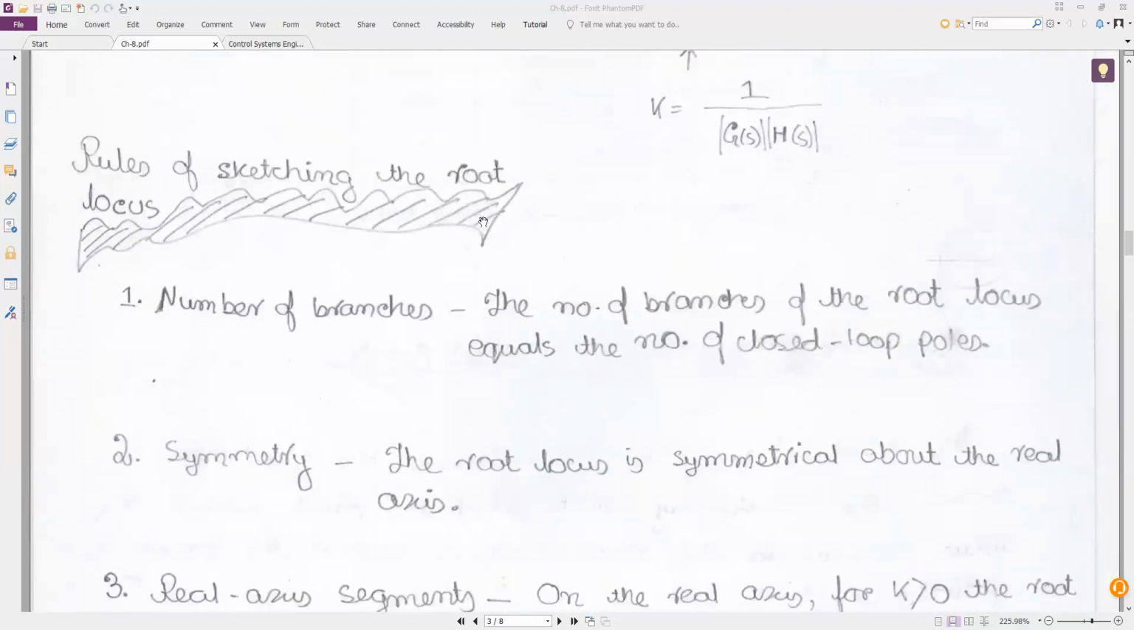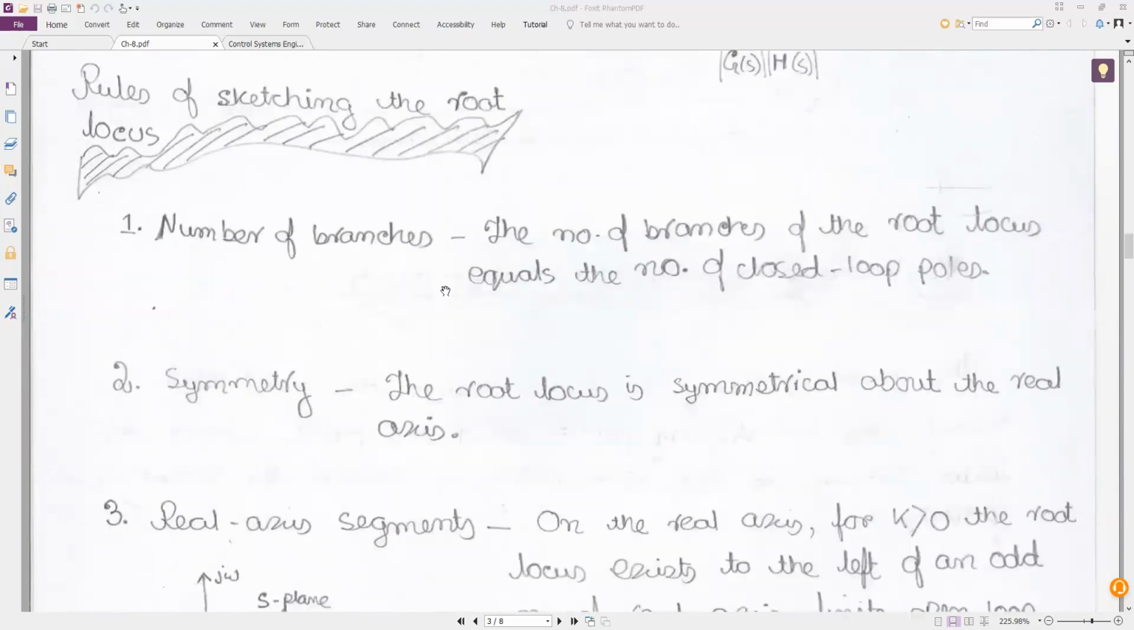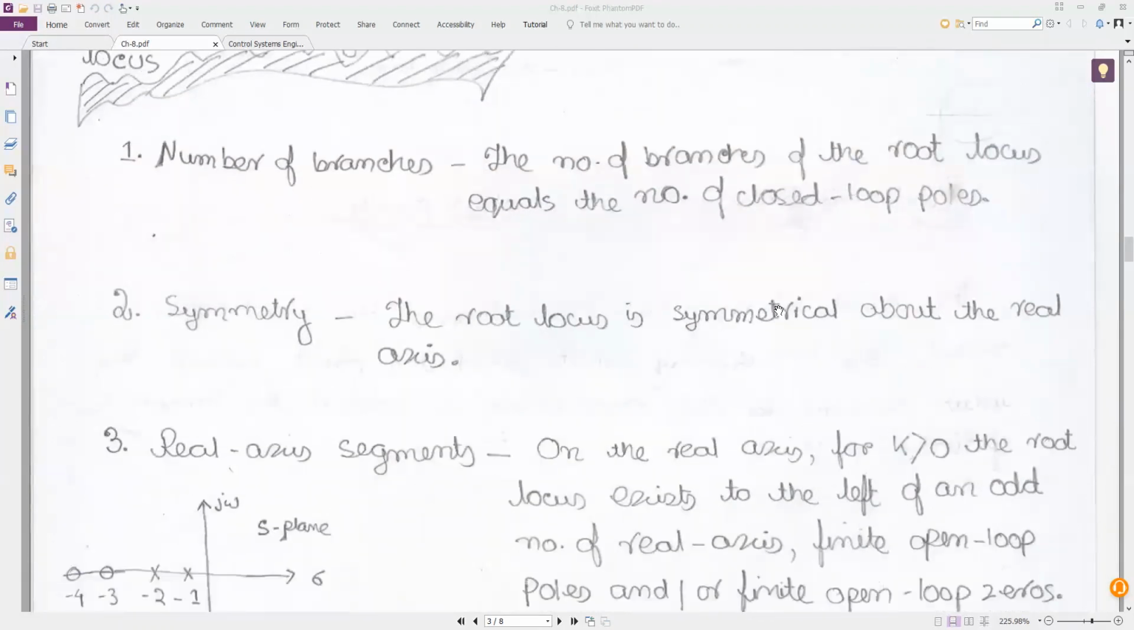Okay. Now see the rules of sketching the root locus. How you would sketch the root locus. A few things are there, like the number of branches. First condition: the number of branches of the root locus equals the number of closed loop poles. So the number of poles would be equal to the number of branches here.